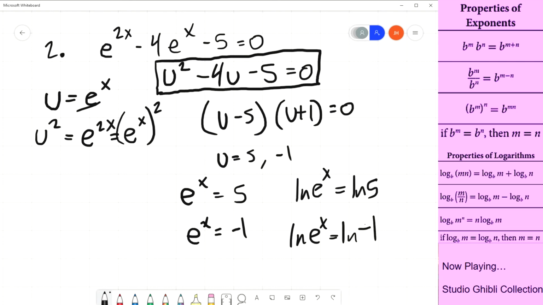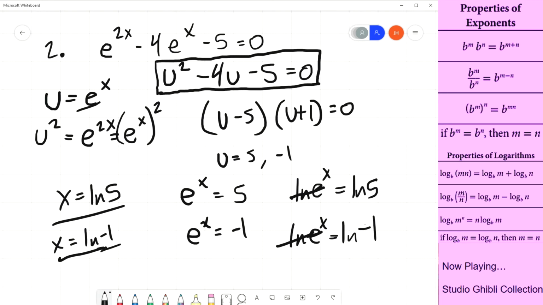And when I have natural log of e to the x, the natural log and the e cancel each other out, and I'm left with just x, right? So I know that x is equal to natural log of 5, and x equals the natural log of negative 1.